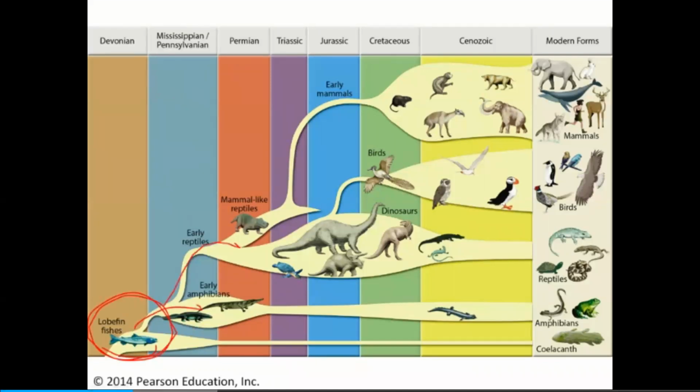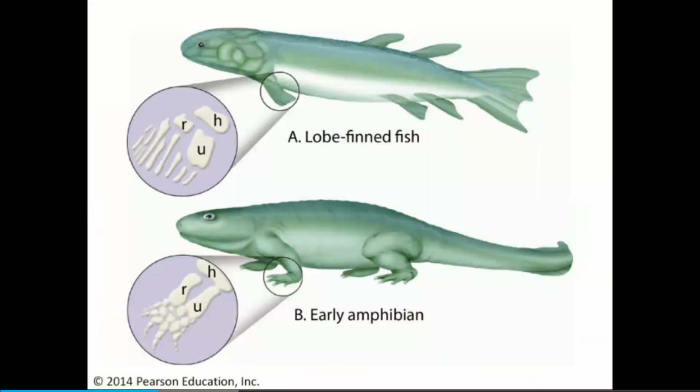From the amphibians came the reptiles, and from the reptiles came the mammals and the birds. So let's go ahead and take a look at this first transition here, from the lobe-finned fish to the earliest amphibians. If you look at the skeletal anatomy of lobe-finned fishes and early amphibian fossils, you'll find that they are very similar. And one of the things that they have in common is a common structure to the forelimb.